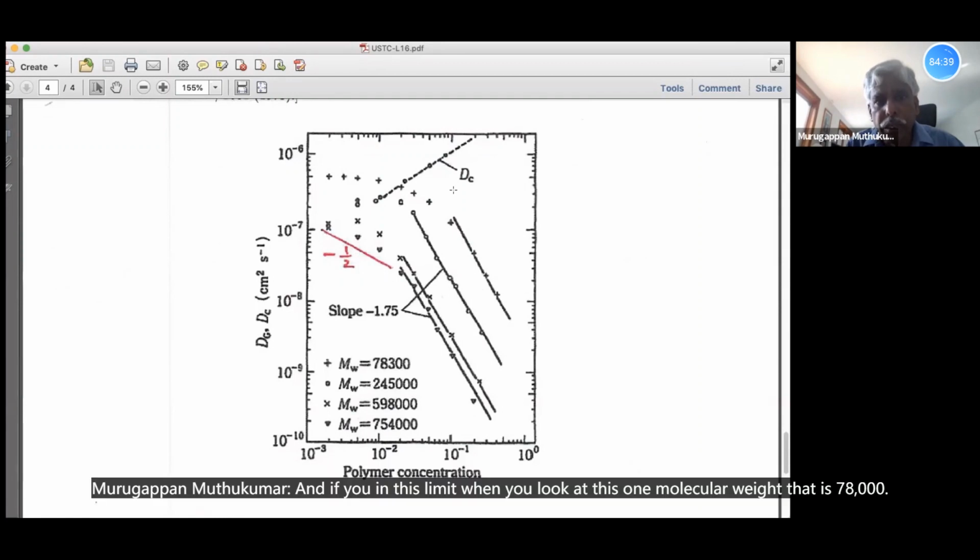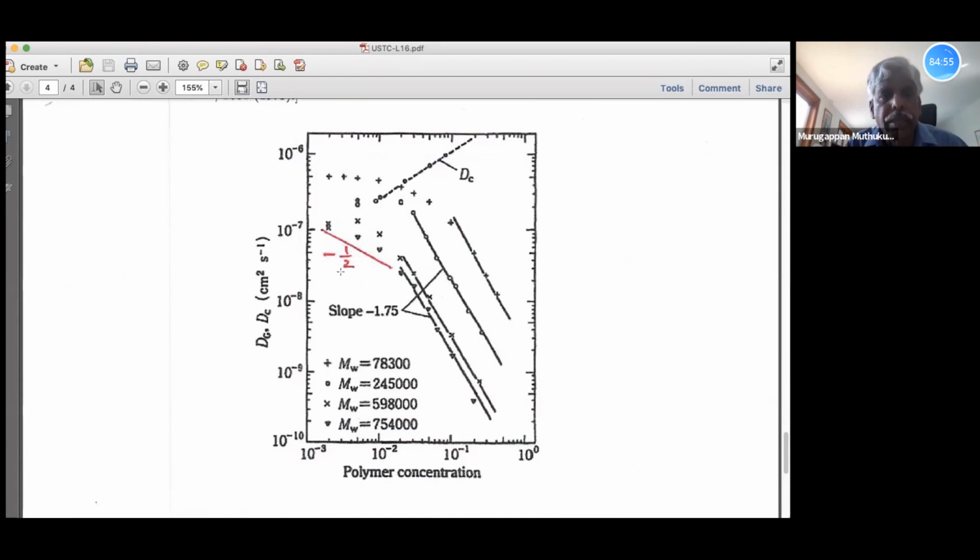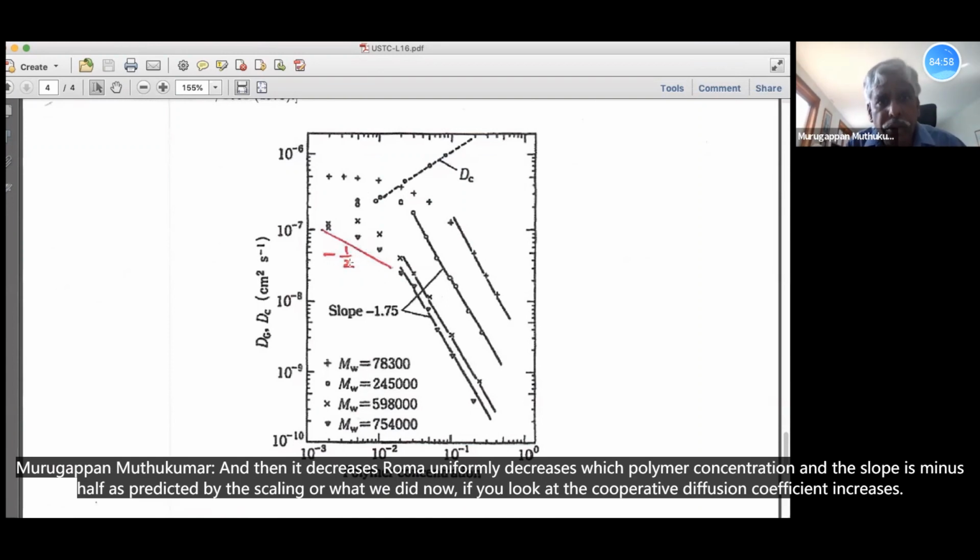In this log plot, this is one molecular weight, 78,000, and this is a molecular weight of 754,000. When you increase the molecular weight, it comes down. It obeys Rouse law, n power minus 1 for D. And then it decreases. Remember, uniformly it decreases with polymer concentration. And the slope is minus half, as predicted by the scaling argument we did.